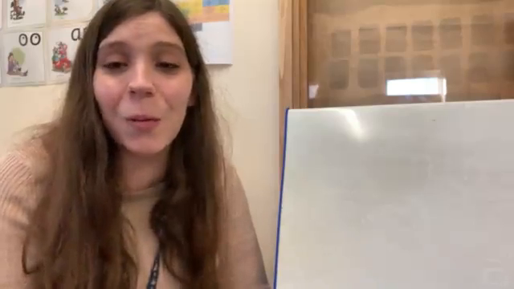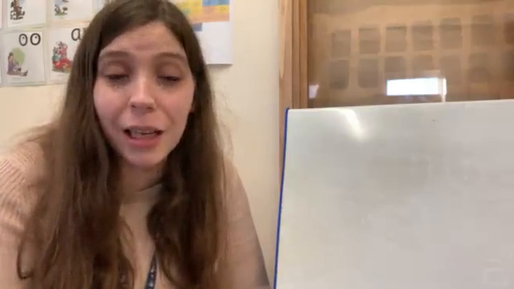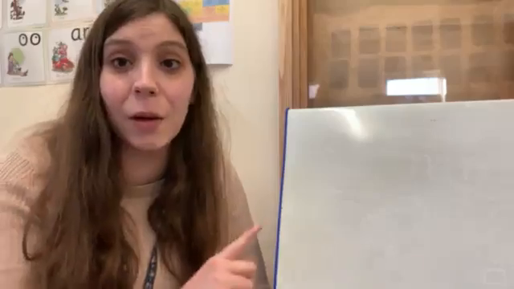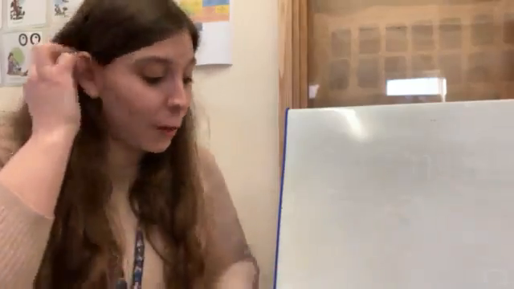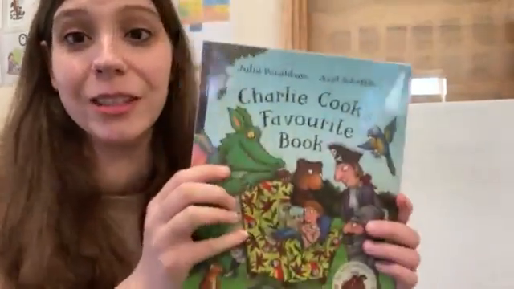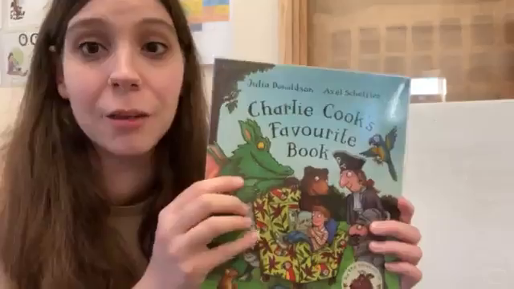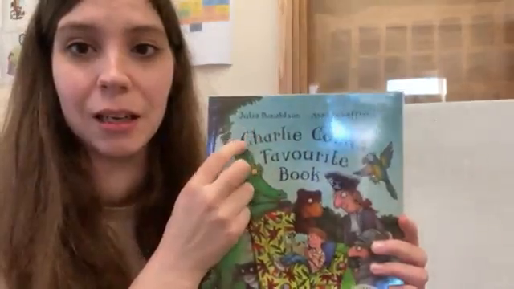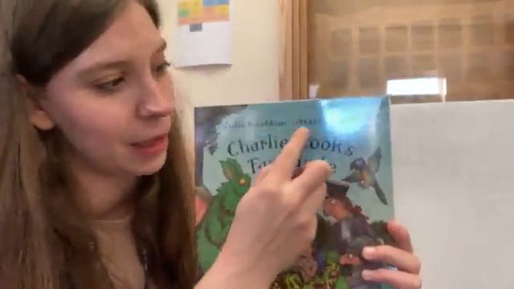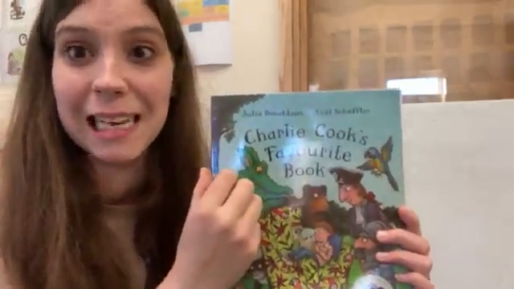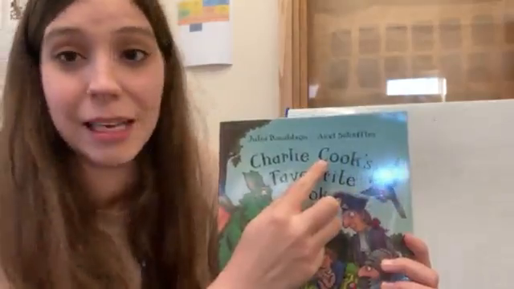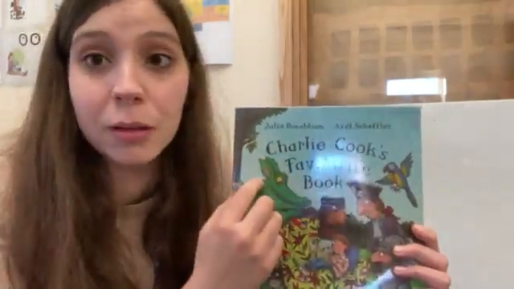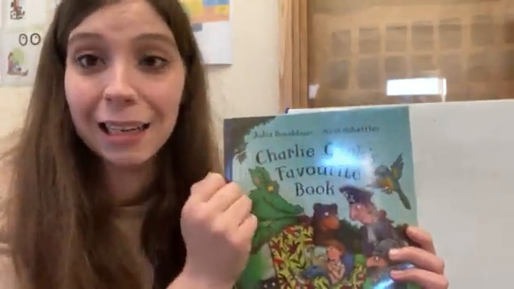Alliteration. Well done. So alliteration is when you have either the same sound or the same letter at the beginning of words that are in a row. So if we have a look at the title, Charlie Cook's Favourite Book, see what I notice? This word here begins with a k, and this word here begins with a k or a c, which is its letter name. So this one begins with a c, and this begins with a c. So that is alliteration because two words in a row begin with the same letter.